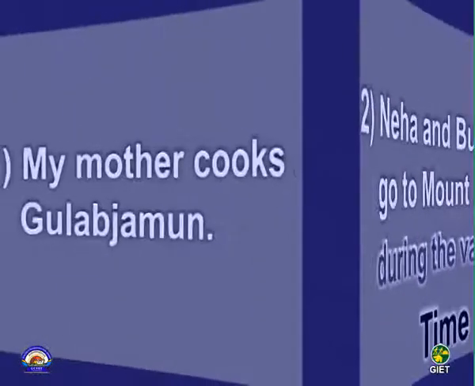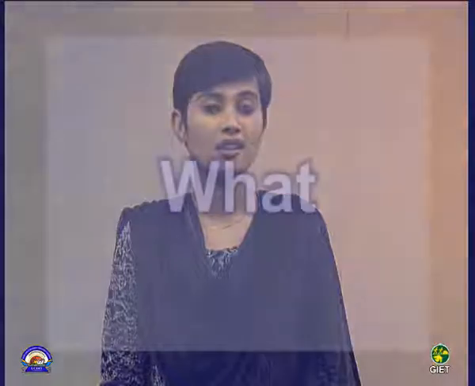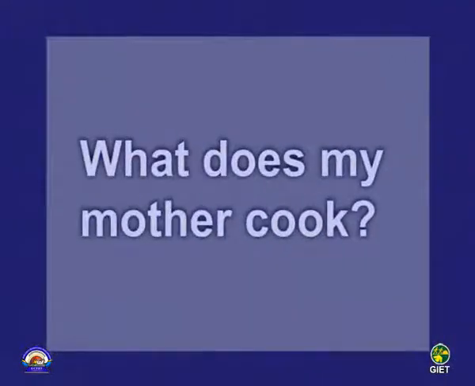Our first sentence is, my mother cooks gulab jamun. Friends, we see here the underlined word and remember the activity 3. Have you remembered that? Yes, tell me. Which word indicate things? Yes, it is what. How can we make a question using what? Okay, let me tell you. What does my mother cook?